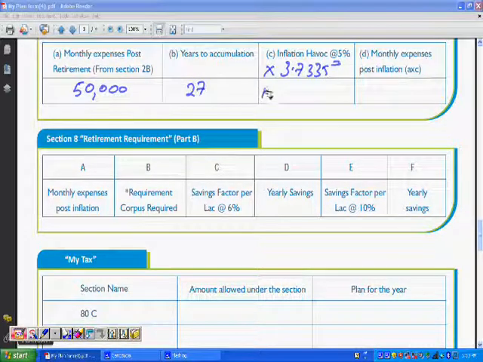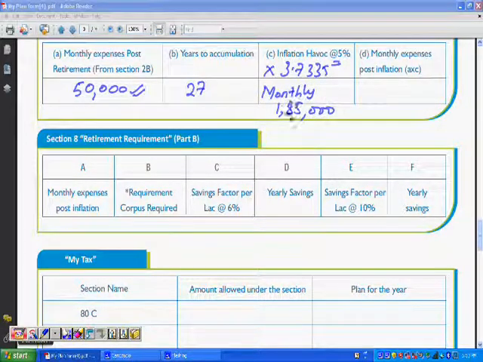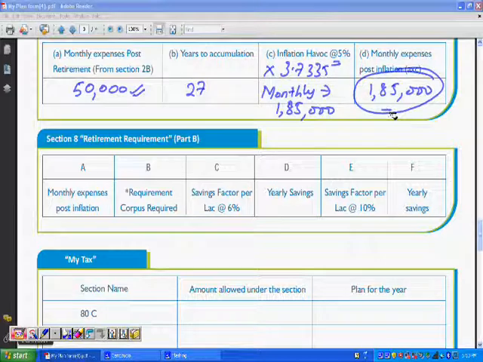So what is the kind of figure that we need? Your monthly 50,000 would be equivalent to 1,85,000, or 1,85,000 would be equivalent to 50,000 of today's value monthly, right? So this figure can come here, 1,85,000 rupees. So monthly expenses post inflation, 1,85,000 is what you want to have.